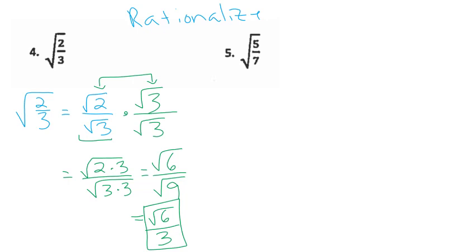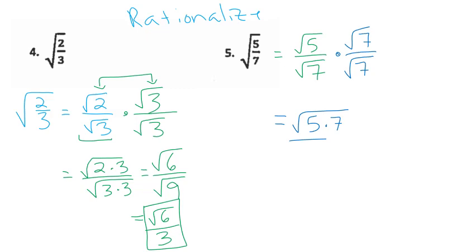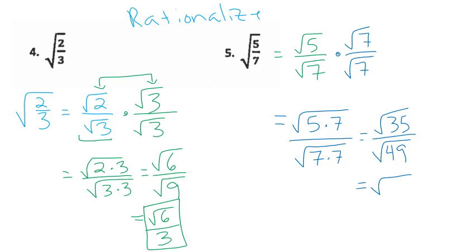For number 5, same idea. So I have root 5 over root 7. That's as far as we can go to simplify, but we do have to rationalize. And so we get square root of 5 times 7, square root of 7 times 7. So the square root of 49 over root 35. So root 35 over 7. And that's as far as we can go.